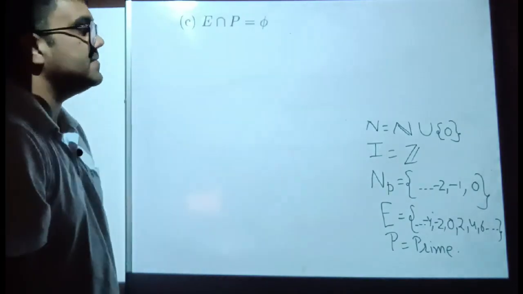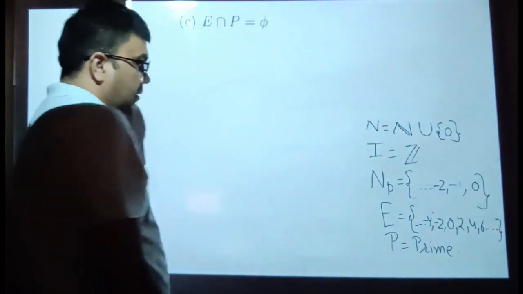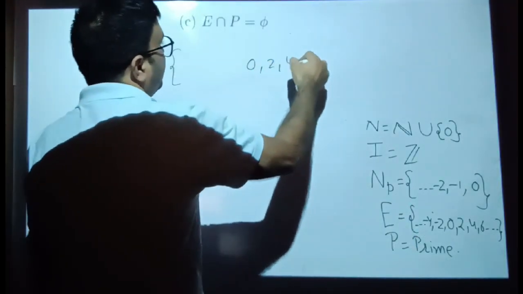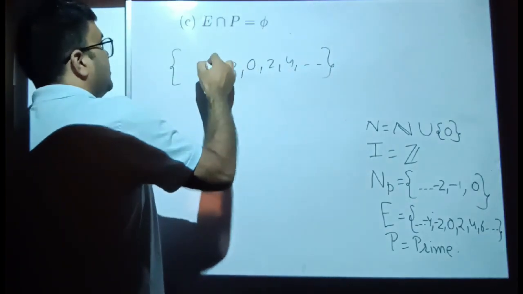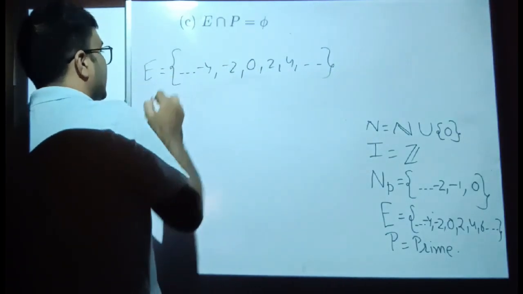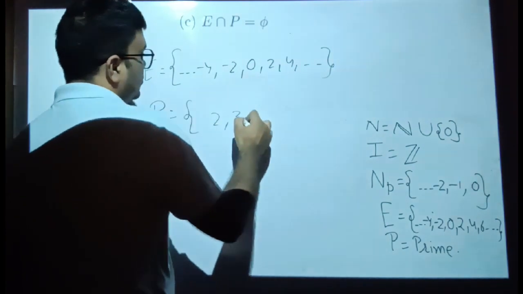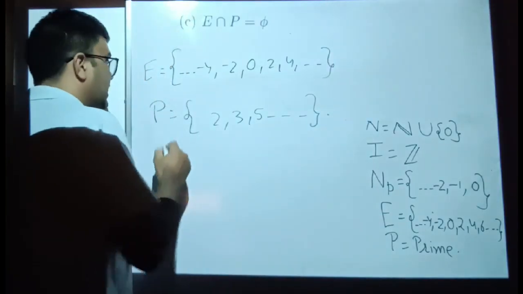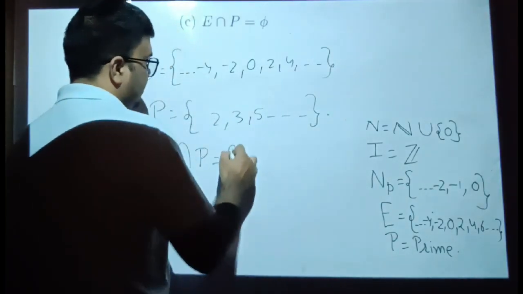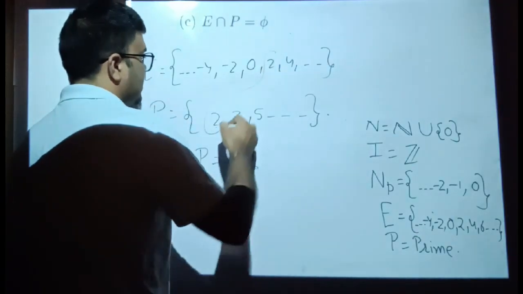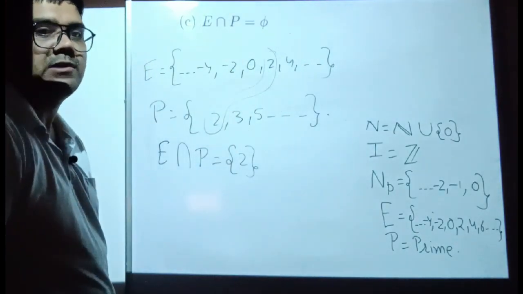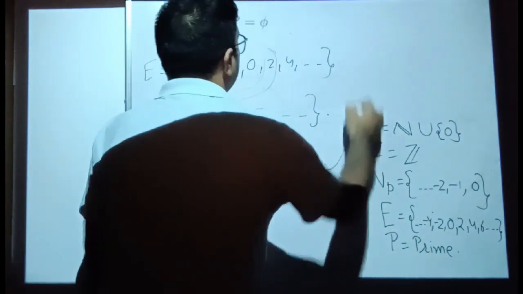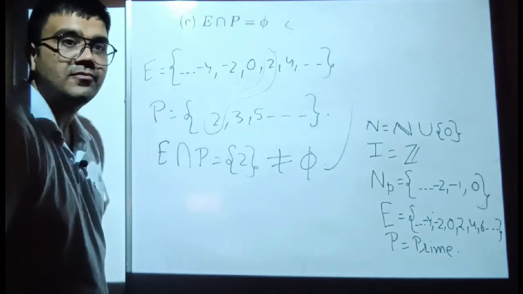Next, E intersection P is equal to empty set. We are talking about the set E. It has the elements 0, 2, 4, and so on, minus 2, minus 4, and so on. This is the set E. Prime P has elements 2, 3, 5, and so on. If we take the intersection E intersection P, the common element is the number 2. So again, this is not equal to the empty set, which means this statement is also false.